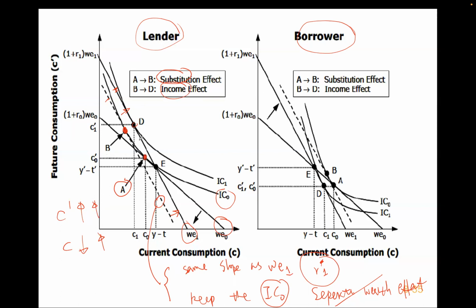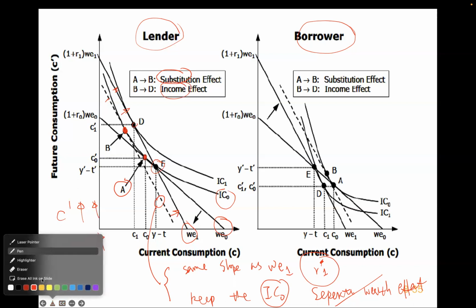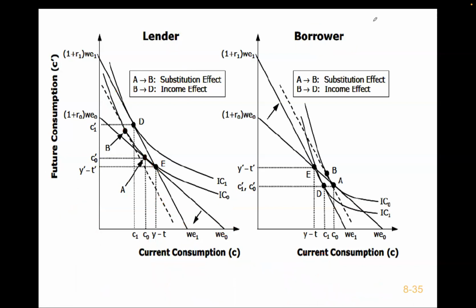So this is a lender. Remember, because they are a lender, they have higher net wealth in the future. Because this is the endowment point, they are going to consume on the left-hand side of the endowment point. This is for the lender. Let's erase and then just look at the right-hand side.